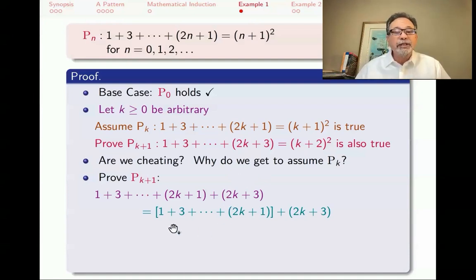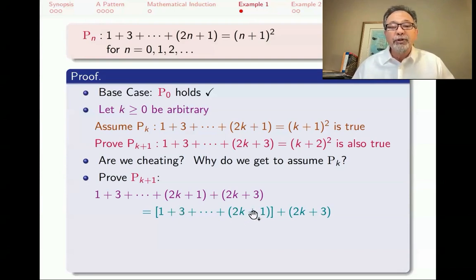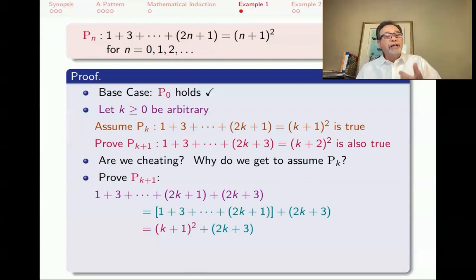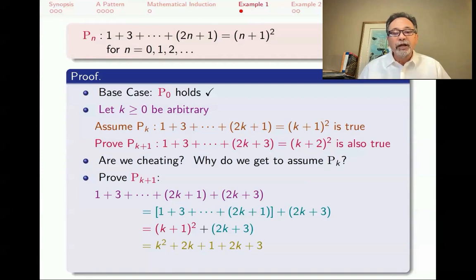The reason I did that is because now the stuff in the bracket is actually the left-hand side of the statement P(k), and I'm assuming that P(k) is true. So instead of 1 plus 3 plus all the way to 2k plus 1, I can put (k plus 1) squared. And so if I do that, I get (k plus 1) squared plus 2k plus 3. I'm not done yet, because what I need to do is to show you that this is (k plus 2) squared. So I expand (k plus 1) squared, I combine terms, and if you do that, you get that it's (k plus 2) squared, and the proof is complete.